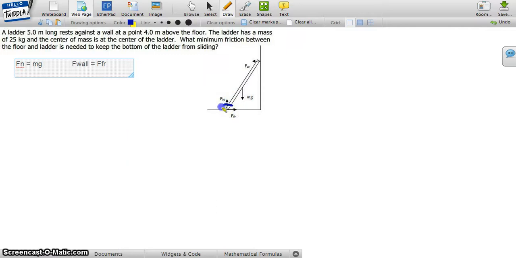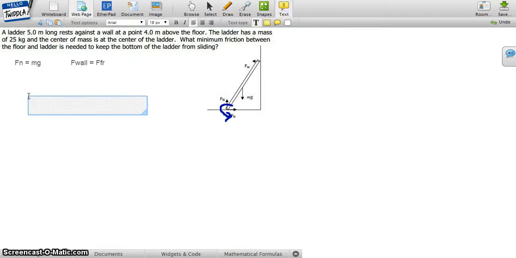So let's put the pivot point down here to eliminate two torques, the torque from the support force and from the friction. And we can write a torque equation, and that would be the torque from the wall has to be equal to the torque from the weight. And the torque from the wall would be the force from the wall times the distance, which is 5 meters, times the sine of the angle.